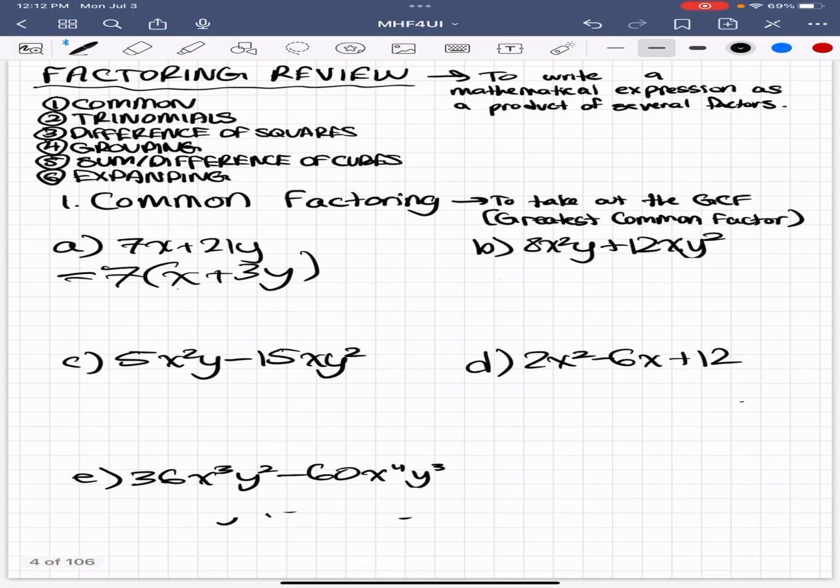So right here, 7 and 21 are multiples of 3, or 7.